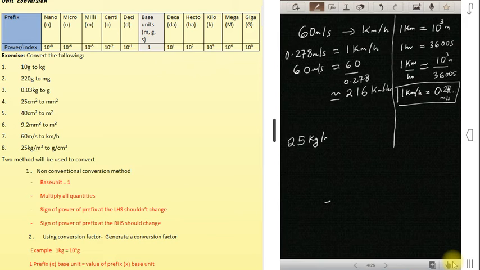25 kilogram per meter cube, to gram per centimeter cube. Okay, let's get the conversion factor. 1 kilogram is the same thing as 10^3 gram, isn't it? And 1 centimeter is the same thing as 10^-2 meter, right? So 1 centimeter cube will be the same thing as 10^-6 meter cube. Okay, so I'm getting the cube of this.